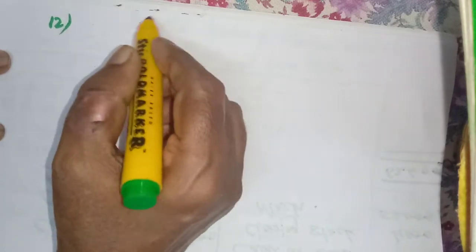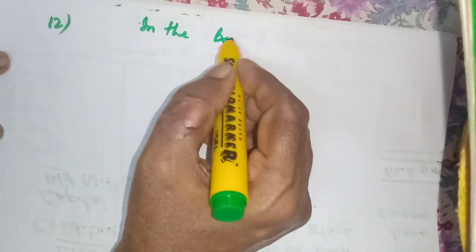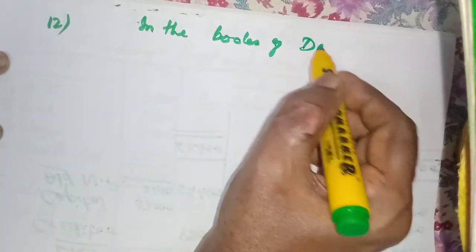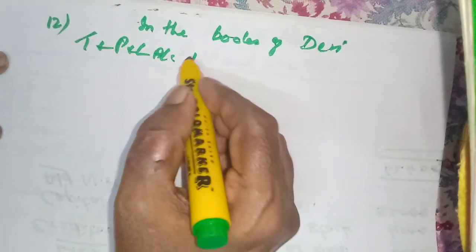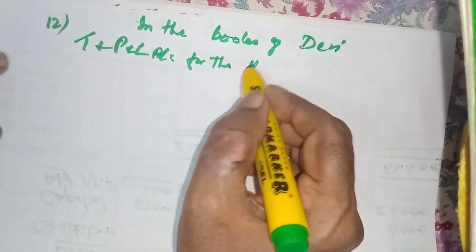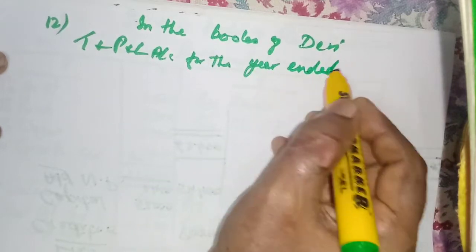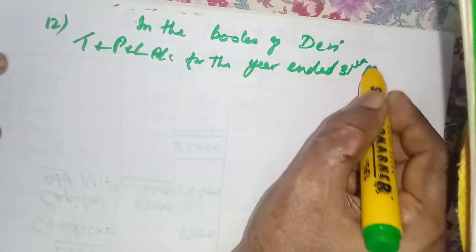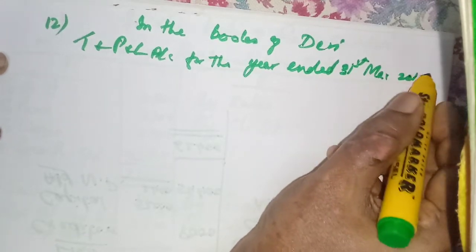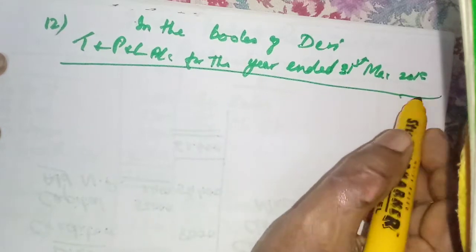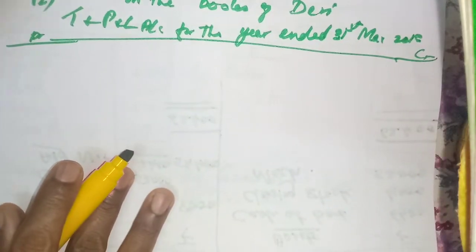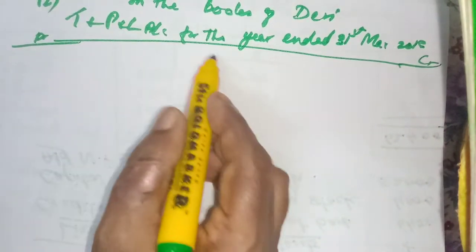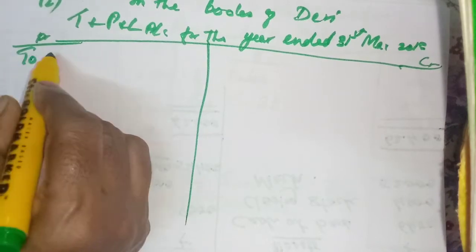Okay, so first in the books of dairy, trading and profit and loss account you write fully. Okay, for the year ended 31st March 2018. Okay, creditor, debtor. First item, opening stock.